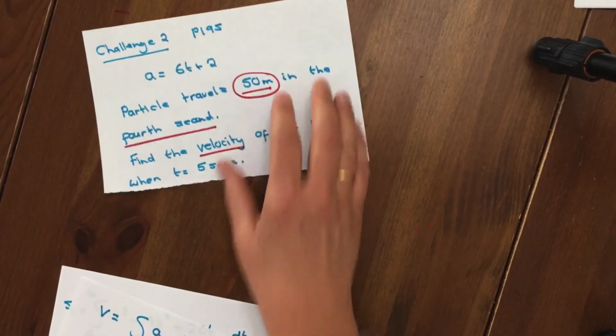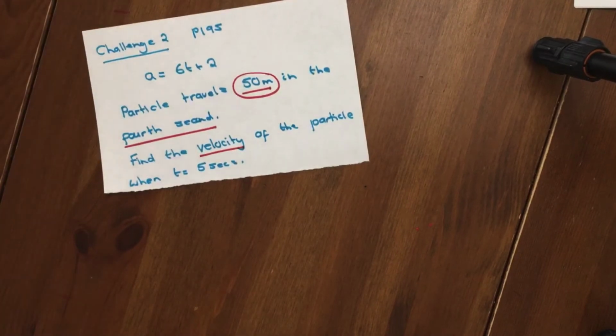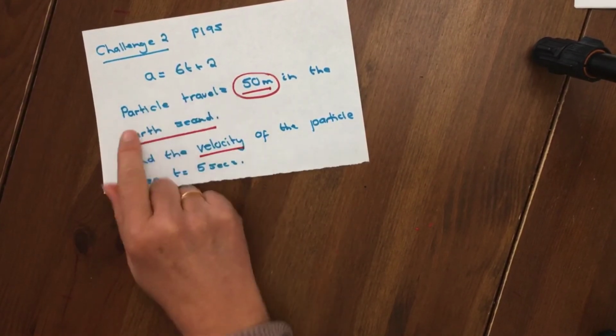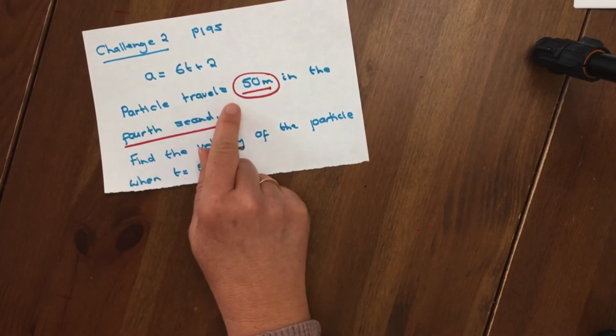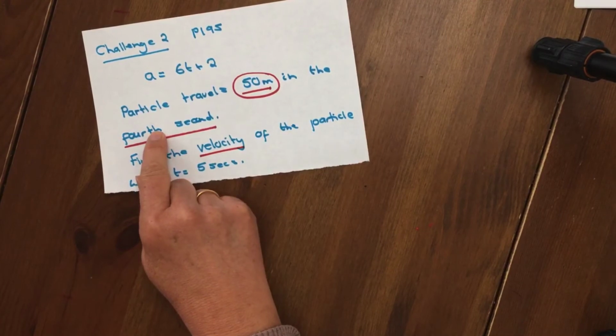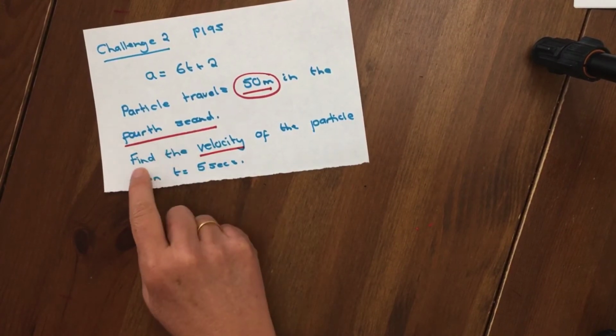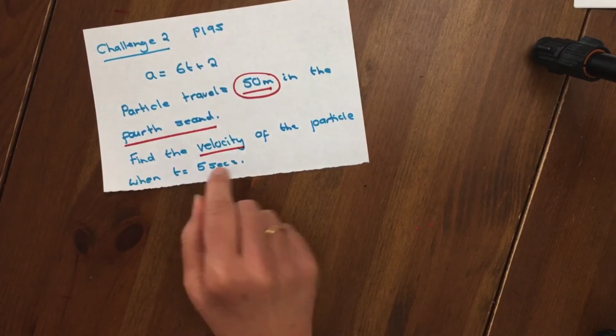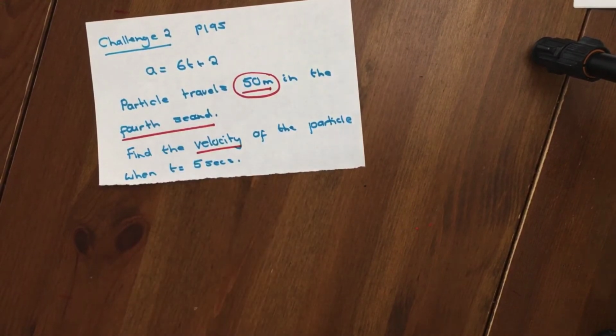So here is challenge 2 on page 195. The question says a particle travels in a straight line with this acceleration. The particle travels 50 meters in the 4th second. And it says, find the velocity of the particle when t equals 5 seconds.